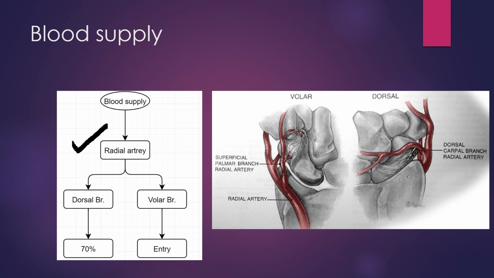Radial artery gives two branches. One is the dorsal branch and one is the volar branch. Dorsal branch is the main blood supply. It supplies 70% of the blood supply, and the volar branch supplies the remaining 30%. There are a few peculiarities about this blood supply, which we will see in the slide.